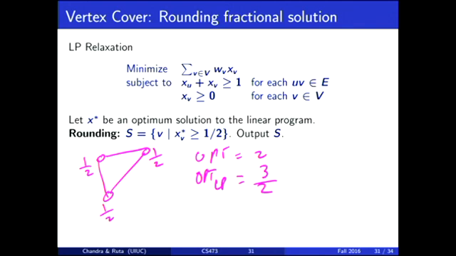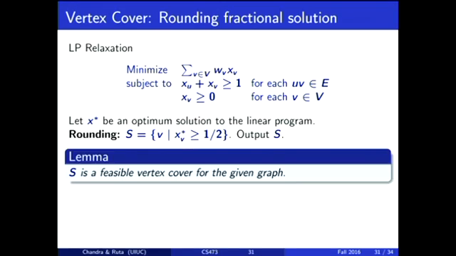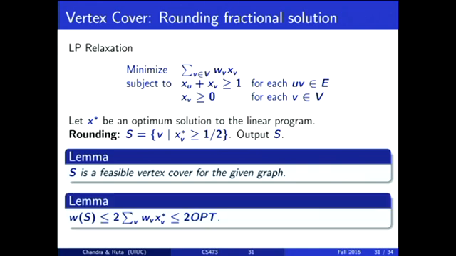Okay, what is the weight of the set I pick? I want to claim that the weight of the set is no more than twice the value of the LP solution. Why is that? First, you agree that S is a feasible vertex cover, we agreed that. And then I want to argue that the weight of the set is at most 2 times the weight of the fractional solution. And because the weight of the fractional solution is no more than the weight of the optimum solution, I can prove that it's at most 2 times the opt. Why is it at most 2 times the weight of the fractional solution?